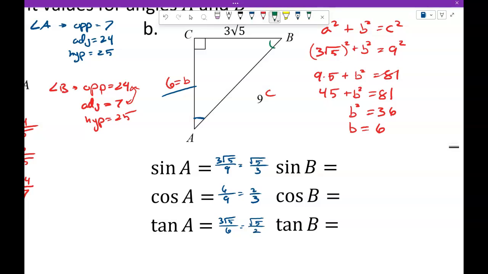Angle B's opposite side is 6. Angle B's adjacent side is 3 root 5. And then our tangent is going to be 6 over 3 root 5, which gives us 2 over root 5, and then we rationalize to 2 root 5 over 5.